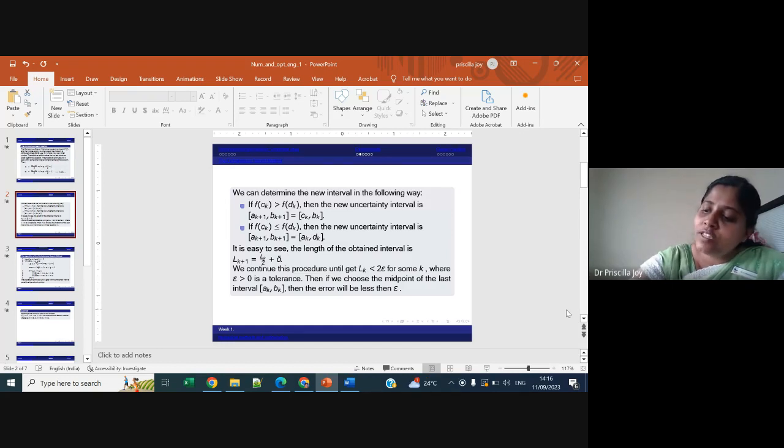Epsilon is the value which will be provided. So every time we need to cross-verify whether the Lk value which we get is less than 2 into epsilon or not. If it is, then we need to stop, and we need to find the final x-min value.